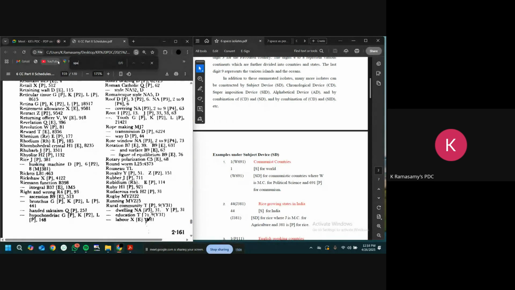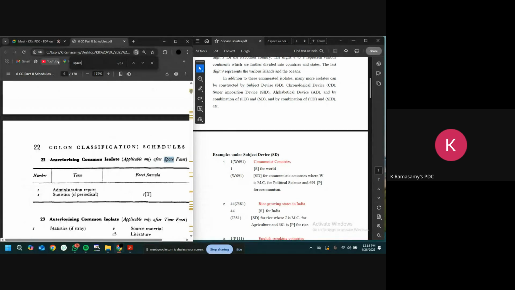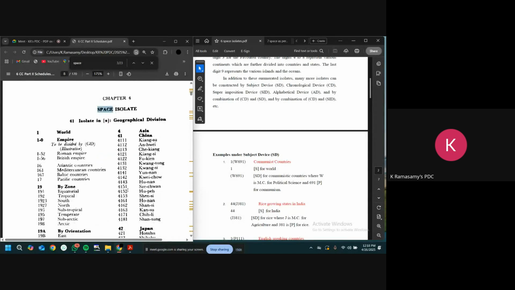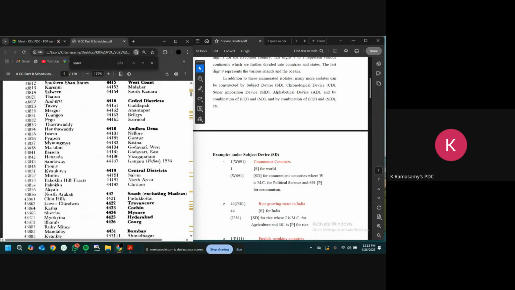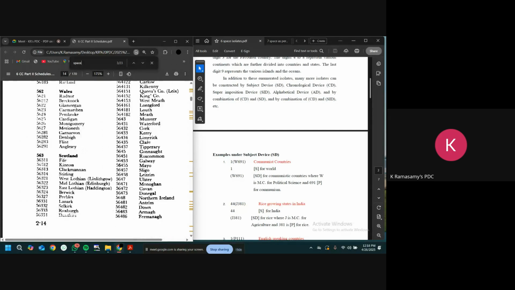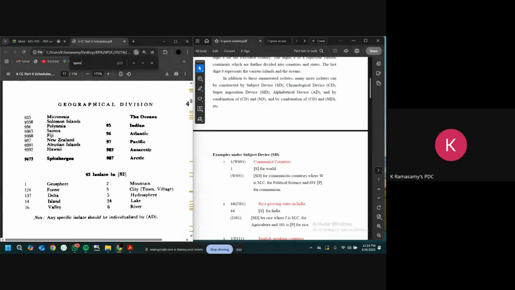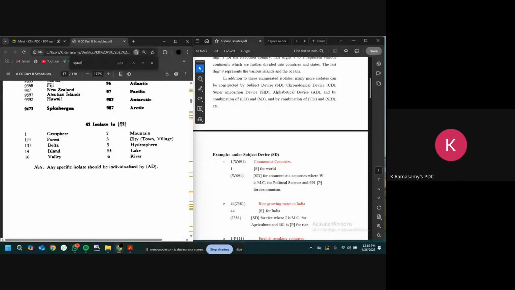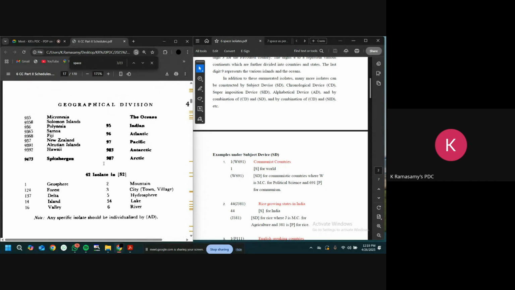First level, I'll just show you the space isolates. Just type space. So whatever is given here belongs to space 1: world, different countries, different continents, different states. All these are space level 1. At the end of space level 1, space level 2 is given: something like forest, delta, island, valley, mountain, hydrosphere, lake, river. They are coming under space 2.